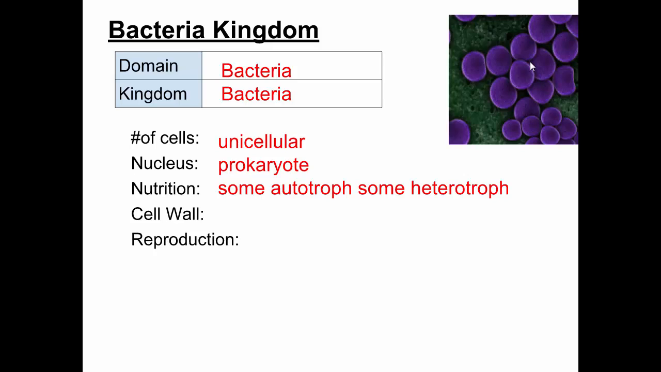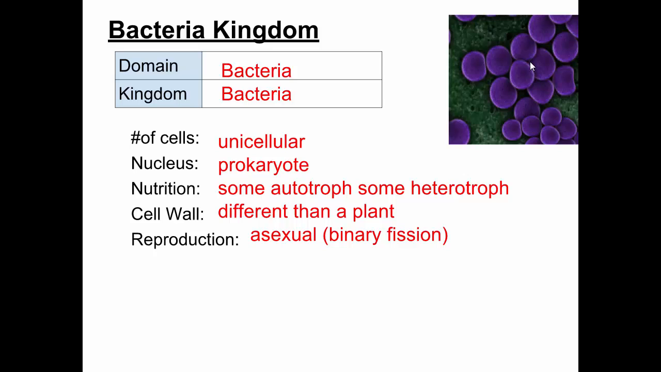One of those is a cell wall. So what type of organism did we talk about that had a cell wall? Plant cells. Plant cells have a cell wall made of cellulose. Other kingdoms also have cell walls, but they're typically made of other materials. Okay? Fungi have cell walls. Archaea have cell walls. Bacteria have cell walls. But each made of sort of different substances, different structure. So they do have a cell wall, but it's not the same type of cell wall that a plant has. And bacteria can reproduce in a way similar to archaea with binary fission, an asexual form of reproduction.